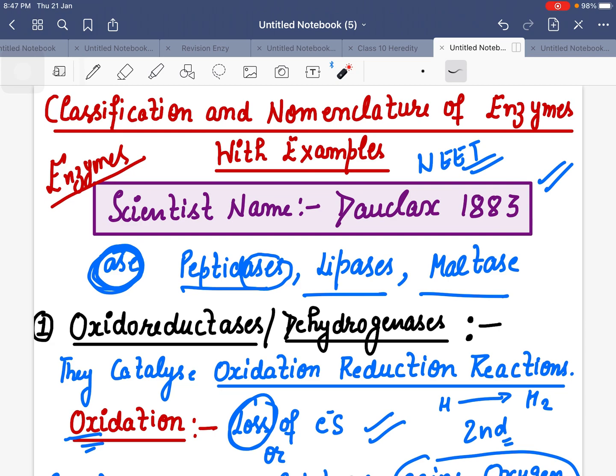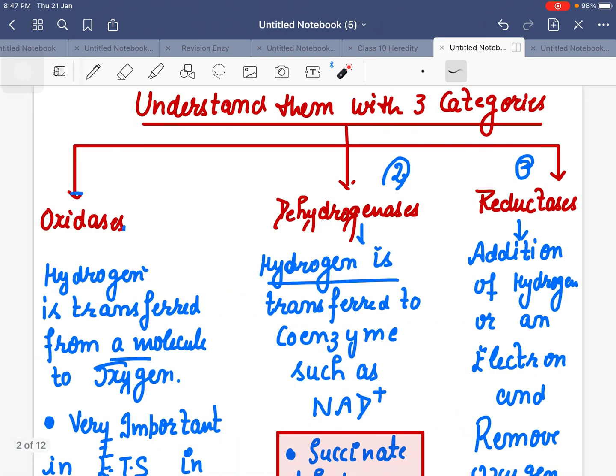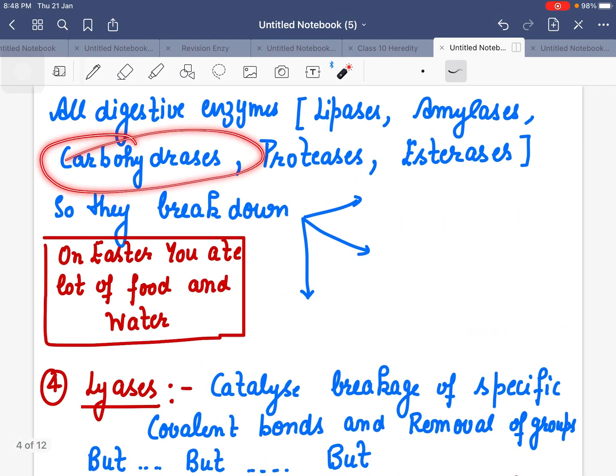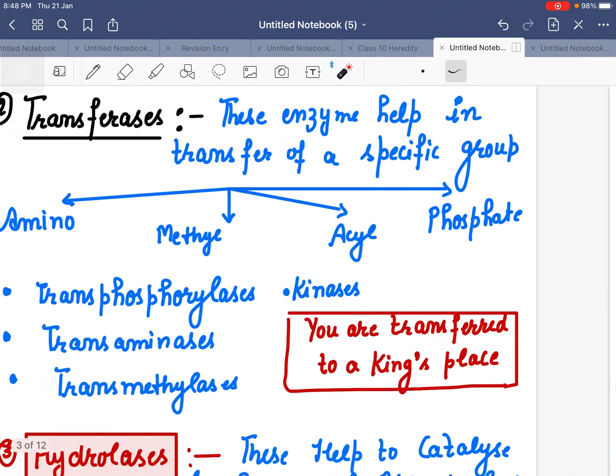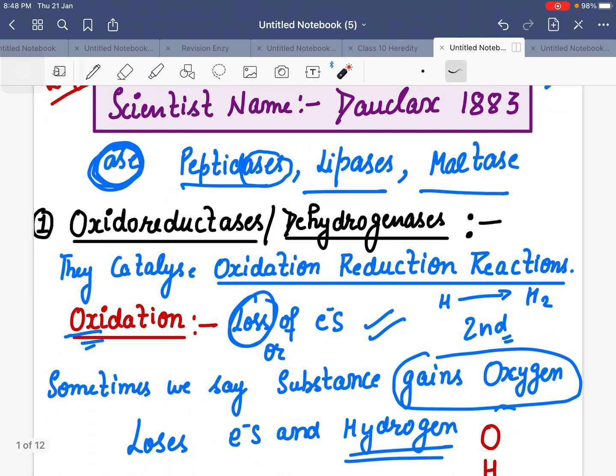So, when we talk about nomenclature, the scientist whose name came into the picture is Duclaux. In 1883 he talked about the nomenclature of enzymes. If we talk about the very basic naming, how do you recognize that this is an enzyme? We usually use the word ending "ase" in any enzyme. Suppose I have to digest carbohydrates, the enzyme used there is carbohydrases. To digest proteins, the enzymes we use are proteases. To break down an ester bond, there will be esterases. So this "ase" ending is a very common, basic, simple nomenclature for enzymes.